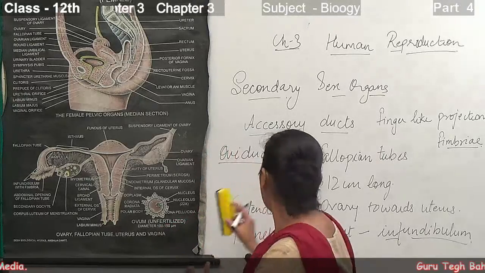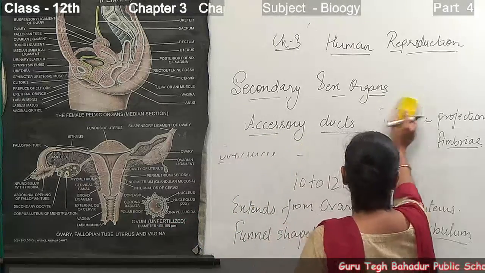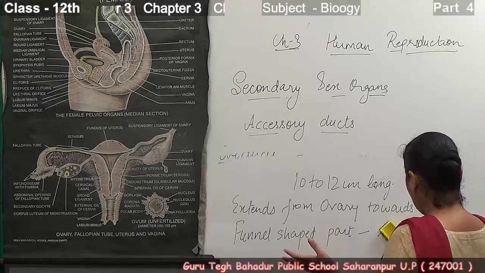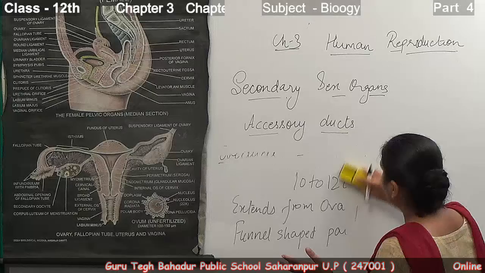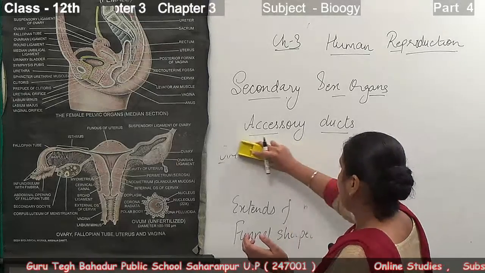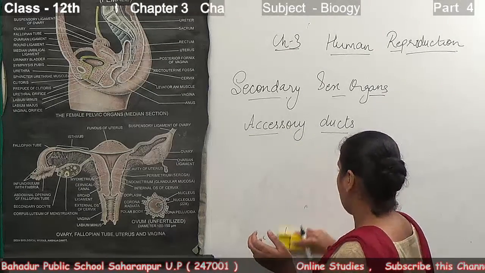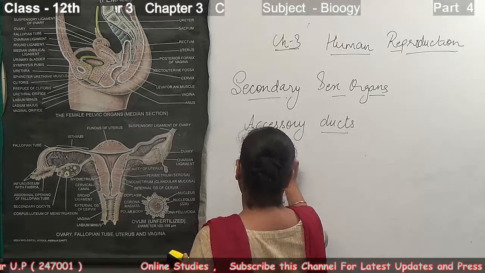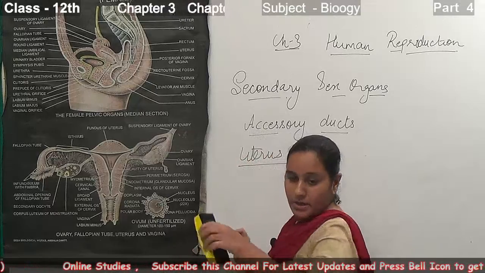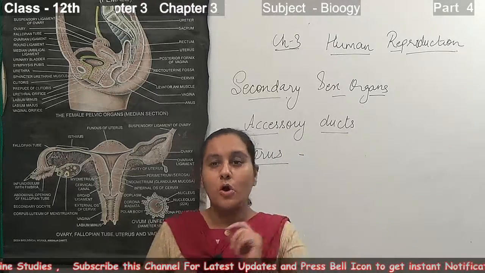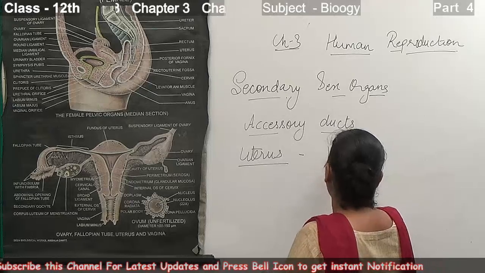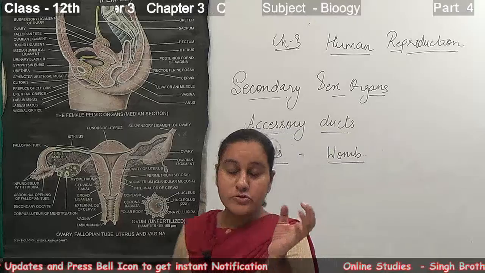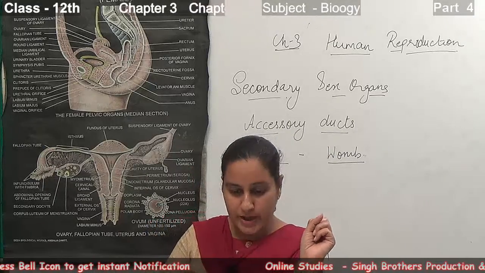Now the second part of the accessory duct is the uterus, because the fallopian tube ends at the uterus. So the next part of the accessory duct is the uterus. Now what is the uterus? The uterus is also called the womb. Normally you have heard the word womb in mother's womb. The uterus in normal language is known as the womb.